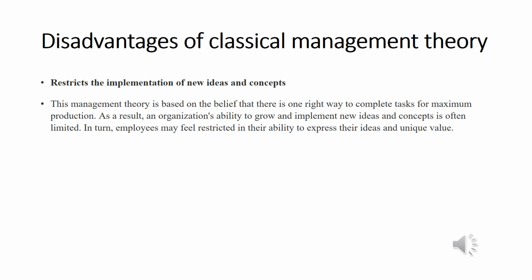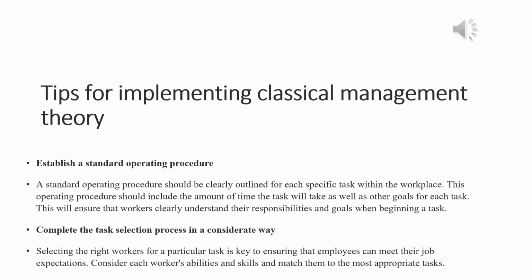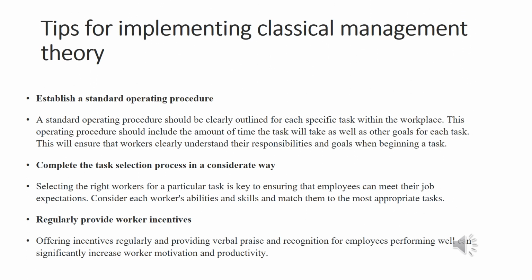Okay, we move on again to the tips for implementing classical management theory. First, establish standard operating procedures. This standard operating procedure should be clearly outlined for each specific task within the workplace. It should include the amount of time the task will take, as well as other goals for each task. This will ensure that the workers clearly understand their responsibility and goals when beginning a task.